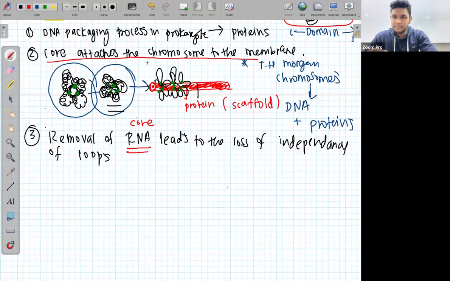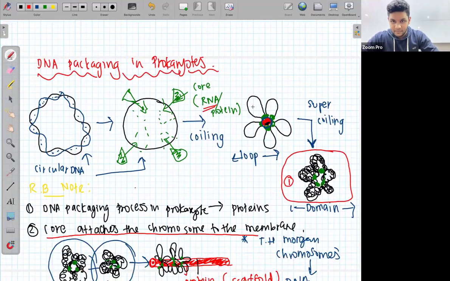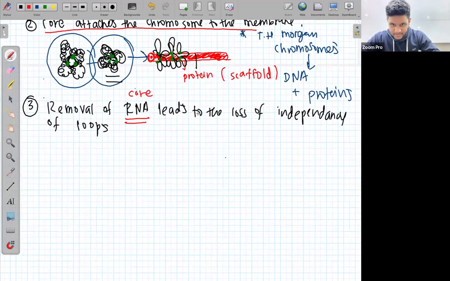Now, if you remove that green part, those flower shaped structures will go back to the initial circular shape, or sometimes a shrunken shape, right? So that is what they are trying to convey from that point. Removal of RNA leads to the loss of independence of loop. Clear, right? I hope it's clear.